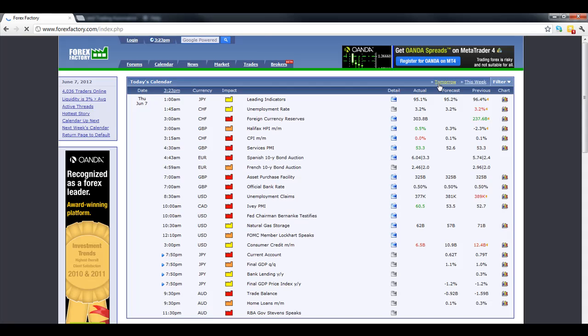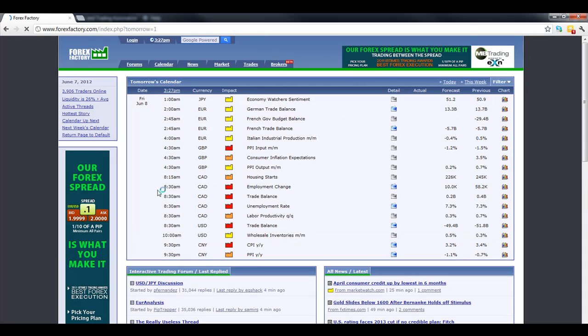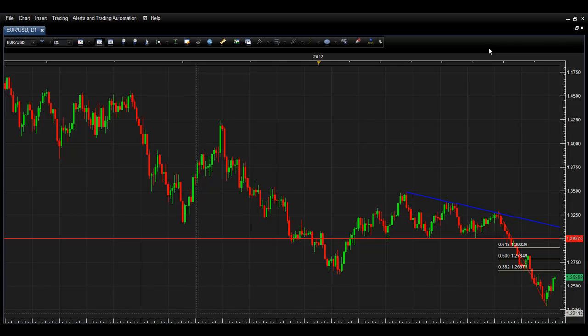Tomorrow during the New York session, it's all Canadian news, so we have employment change, trade balance, and employment rate. And then actually we have US dollar trade balance at the same time. So CAD and US dollar are both coming out with some news there, and that will play a role in how some of the currencies we covered today act in tomorrow's New York session. All right, let's jump into the charts.